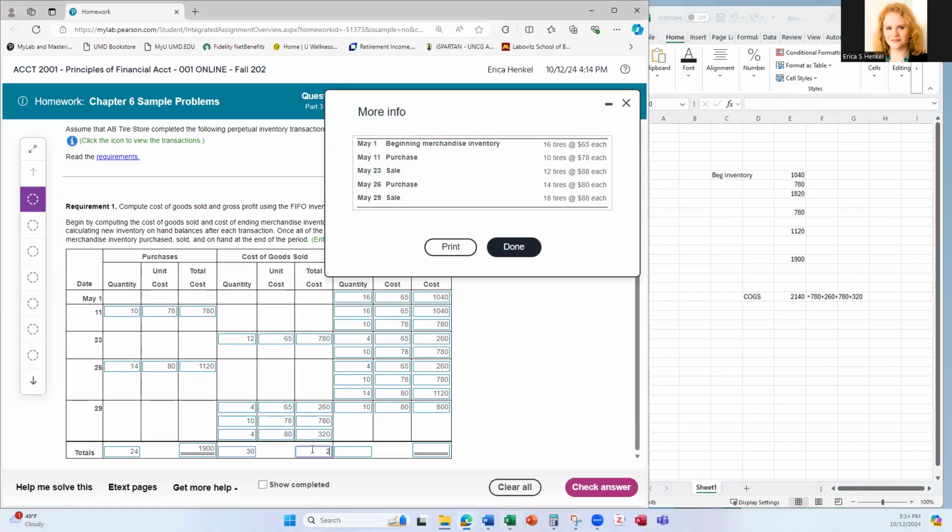So 2140. And then at the end here, they want to know, what do we have left? Just that 10 tires, we already calculated this out. So I'm just copying down what was left, 10 tires at 800.